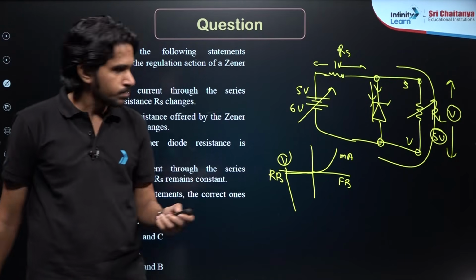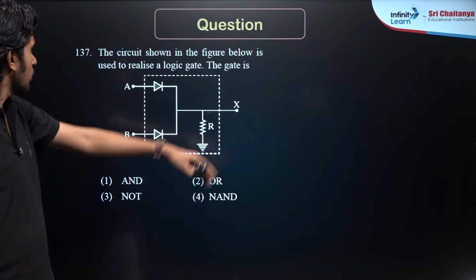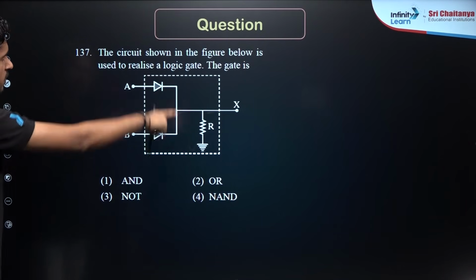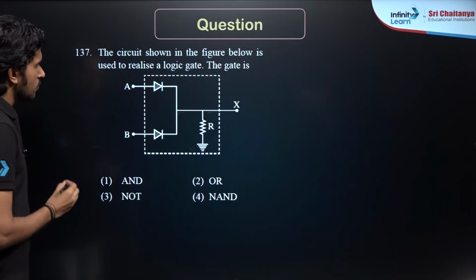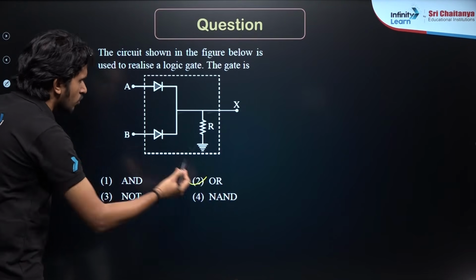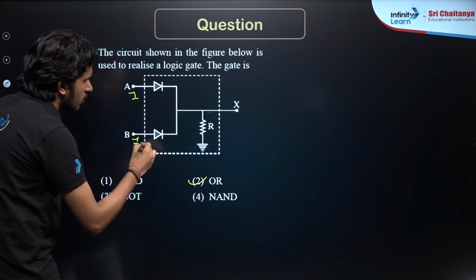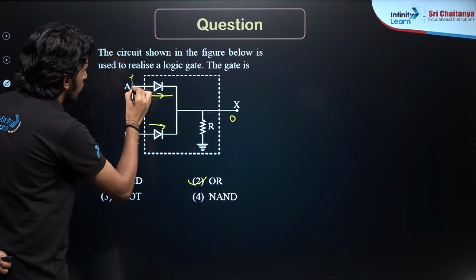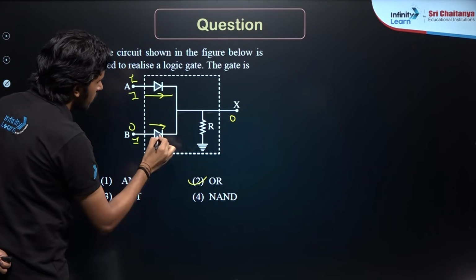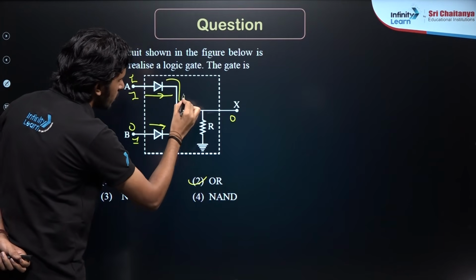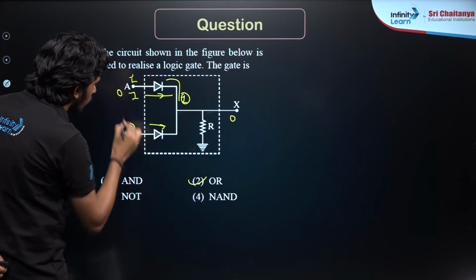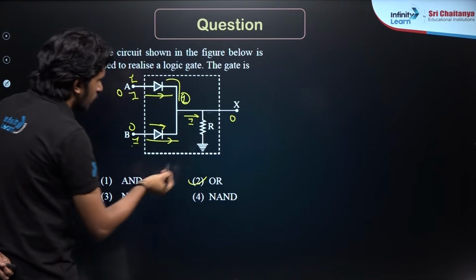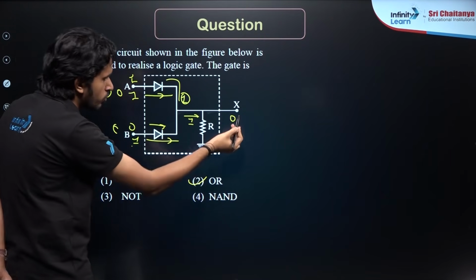I hope you understood. Then we have the next problem. In this problem, we have the circuit shown in the figure below, used to realize a logic gate. The gate is an OR gate. Why? Because if you put 1 and 1, the output will be 1. See, forward bias, and for 1 0, this one is in forward bias, this one is in reverse bias. Again for 1 and 0, the output is 1. When you put 0 0, then the output is 0.